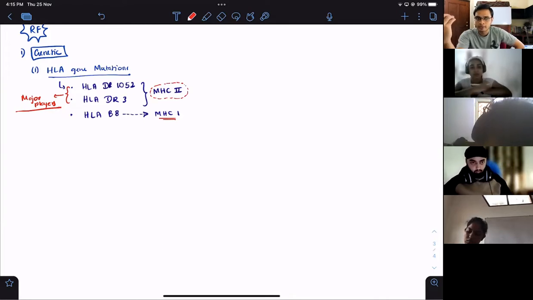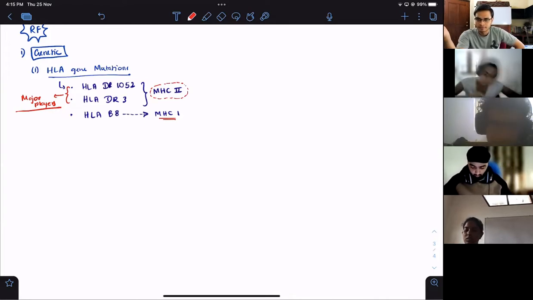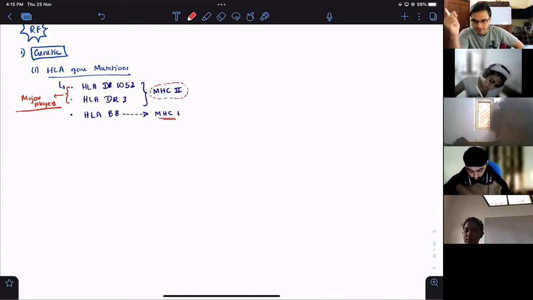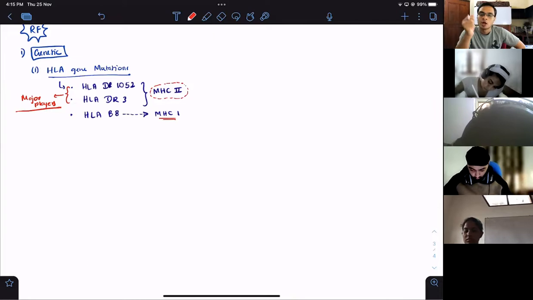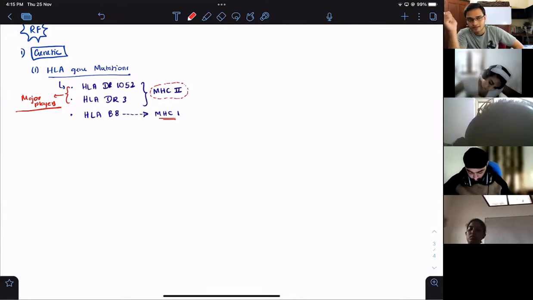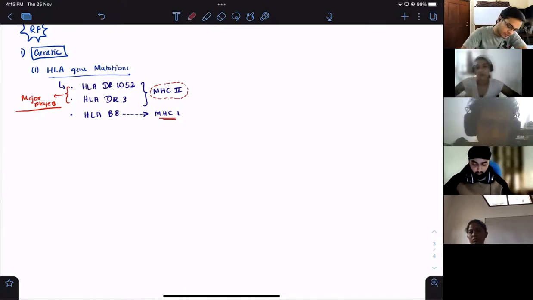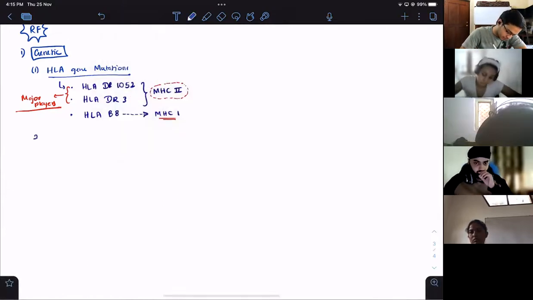MHC class 1 goes with cytotoxic or CD8 plus T cells, right? Whereas MHC2 goes with CD4 plus, the helper T cells. So today we will see this in the pathophysiology. I just want you all to know MHC2 is the major player, the major issue there. So that is regarding the HLA mutation, guys.